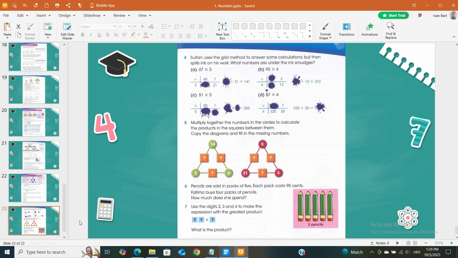Copy the diagrams and fill in the missing numbers. 14, ?, ?, ?, 3, ?, 4, 21, ?, 3.